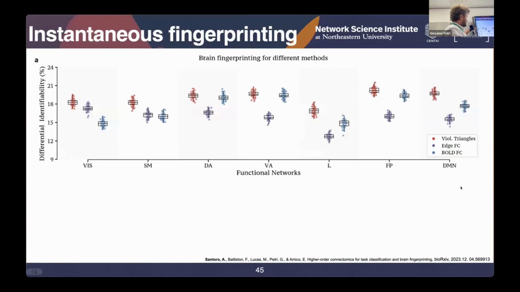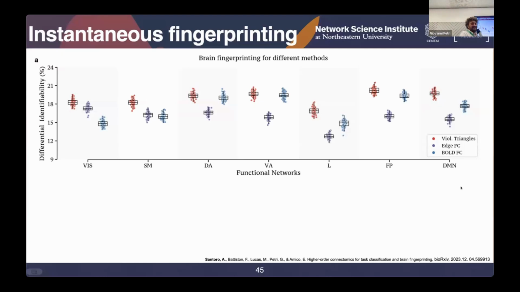When you do fingerprinting using these time resolved features, you have very, very bad results at the global level. If you then go locally and look mesoscopically, at the functional network level, you have differences in how well you do differentiation using triangles, edges, and BOLD. So triangles, edges, and BOLD. And there is one part that is missing. There are no scaffolds here. Scaffolds are really just bad here.